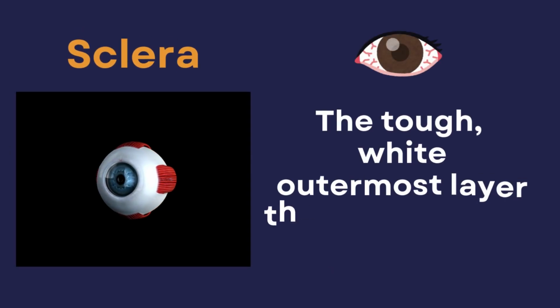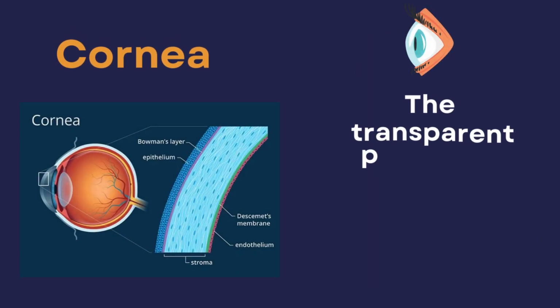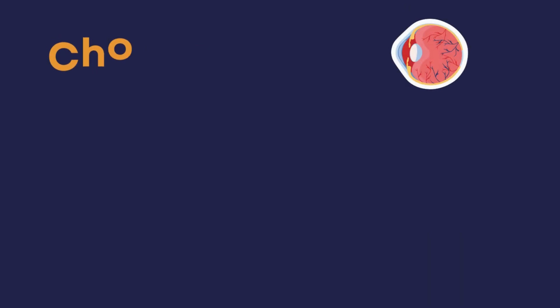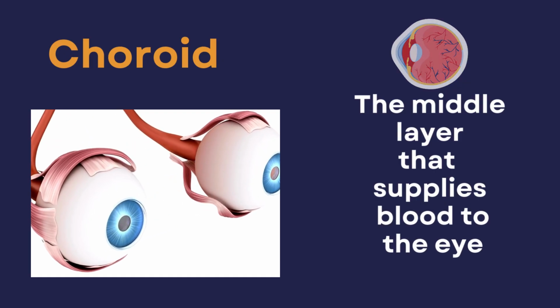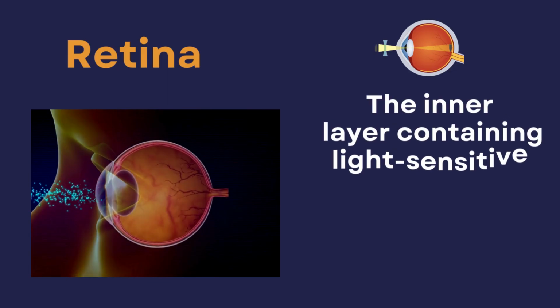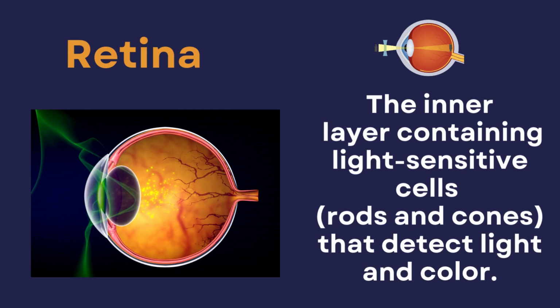Sclera, the tough white outermost layer that protects the eye. Cornea, the transparent part at the front of the eye that allows light to enter. Choroid, the middle layer that supplies blood to the eye. Retina, the inner layer containing light-sensitive cells, rods and cones, that detect light and color.